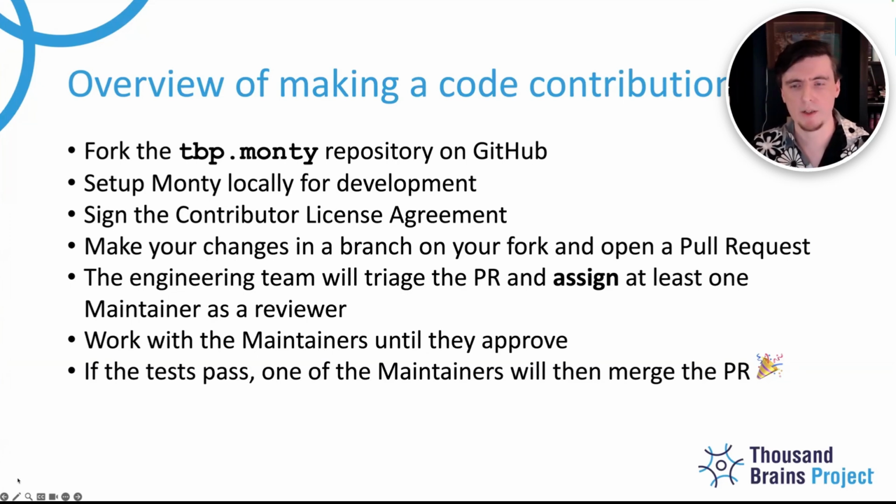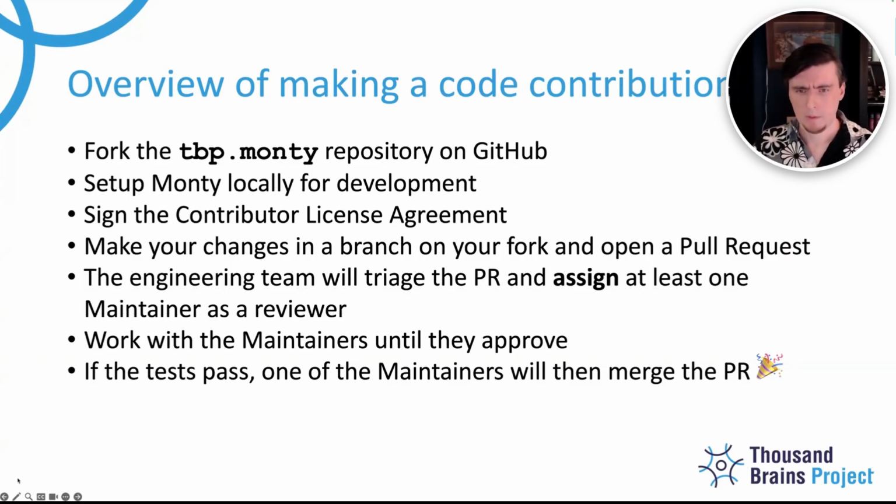Then you make your changes in a branch on your fork and open a pull request, and then the engineering team will triage it and assign it to one or more of the maintainers to review. You'll work with them until they're ready to approve it, and then if the tests pass, one of the maintainers will merge the PR.